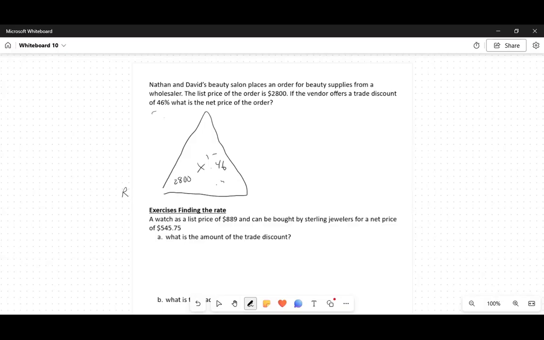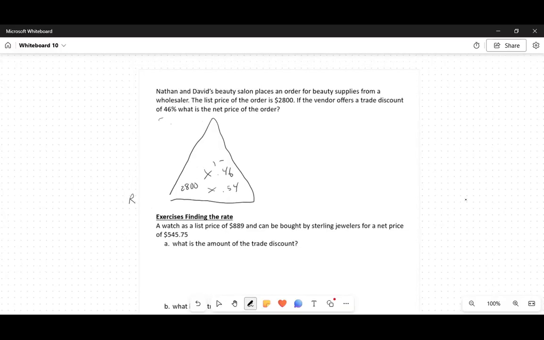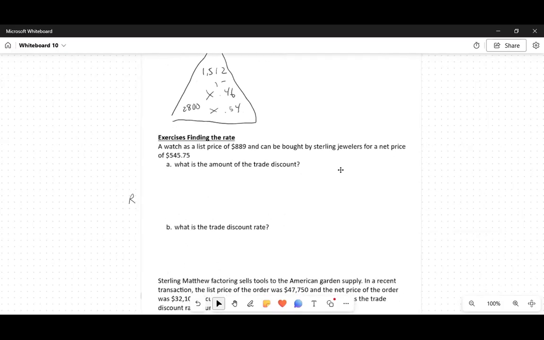So that gives me 0.54. So I multiply 2,800 by 0.54. If I'm getting a 46% discount, that means I'm paying 54% of the bill. So if I multiply 2,800 by 0.54, my bill is going to be $1,512. That is my net price of the order. Again, I could have found the discount amount first, subtracted it from the 2,800, and that would have given me the same amount.